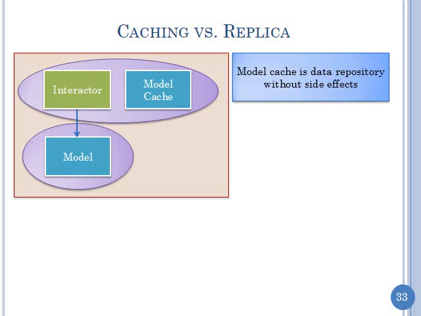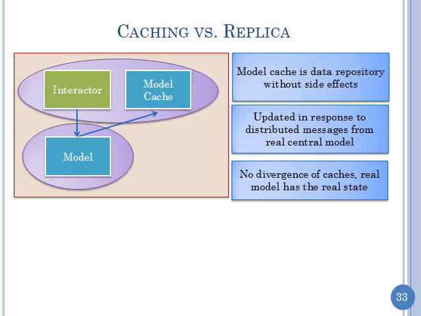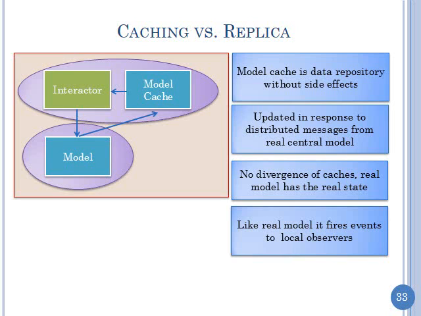Okay, so the interactor goes and changes the model, right? The model goes and tells the cache it's changed. Now the cache changes itself, and so there's no divergence of caches. The real model has the real state. And the model cache can then go and tell the interactor, I've changed, and the interactor can then query the cache and say, okay, what's this value, what's that value, what's that value? And like the real model, it can fire events to local observers.